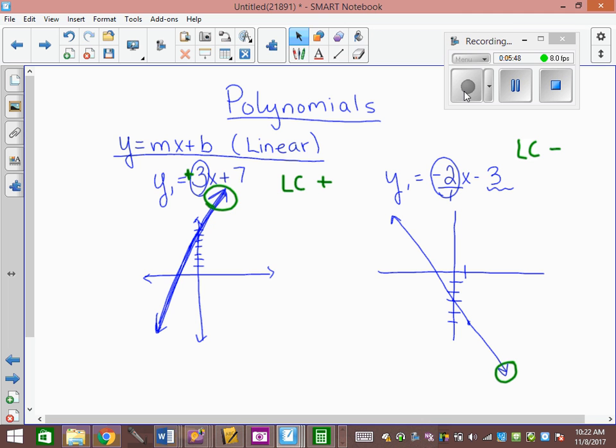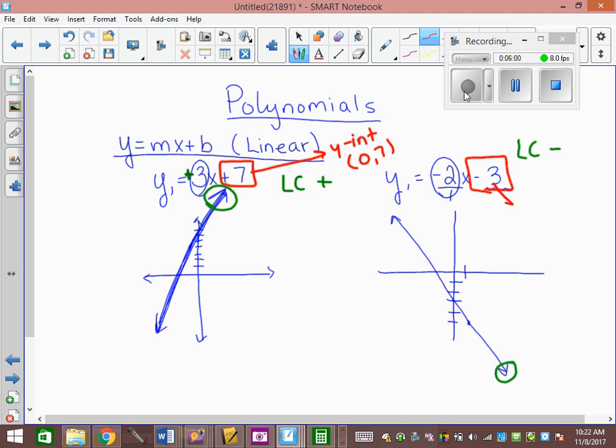So, this is the one without a variable. It's my y-intercept. So I have a y-intercept at (0, 7). Here, I have a y-intercept at (0, -3).